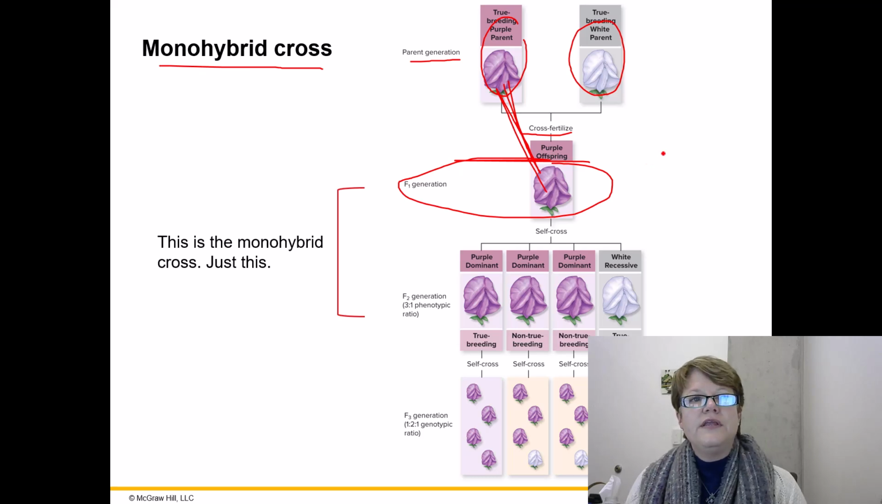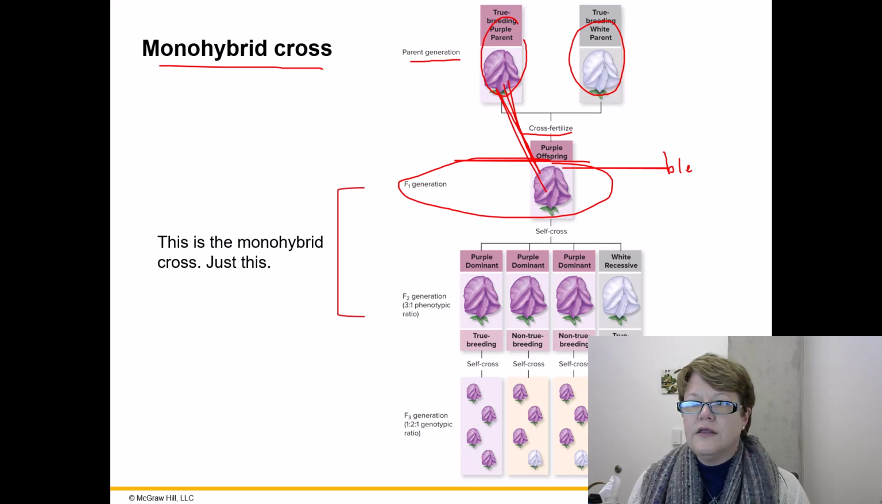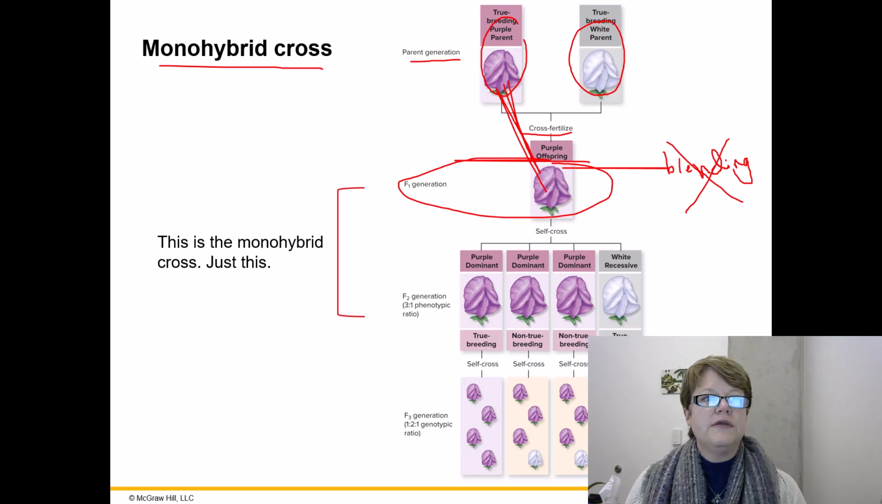So at that point, he could pretty well figure out that blending, let me get my pen here, blending was not going to be the case. There was no blending. It was the full phenotype, the full trait showed up in the F1 plants, the same as it had in one of the parents. But none of the white was coming through on this F1 offspring. So that, I think, probably confused the heck out of him.